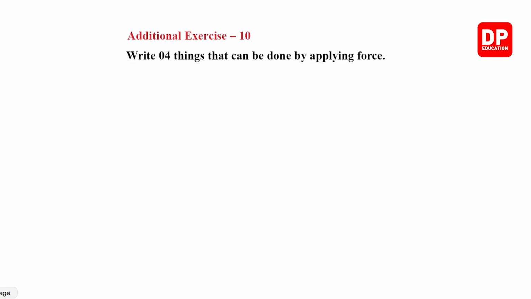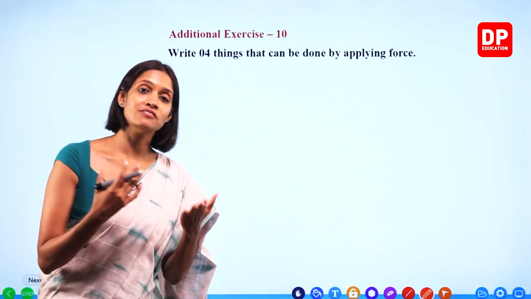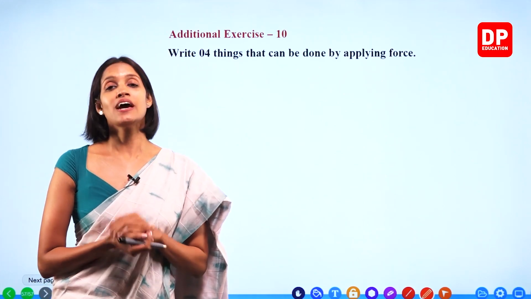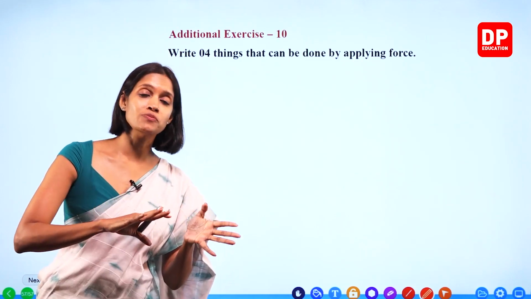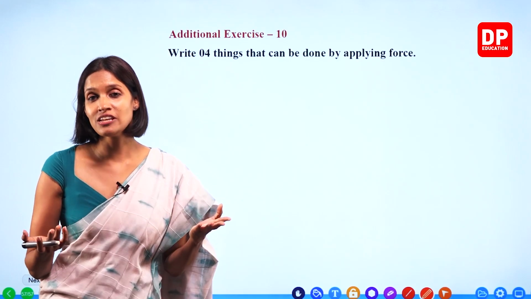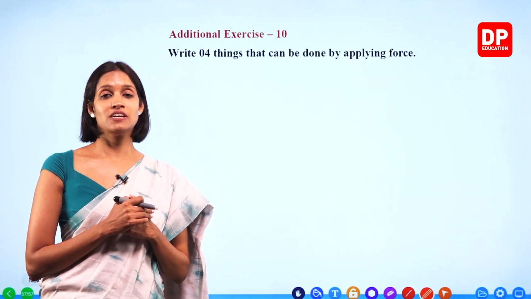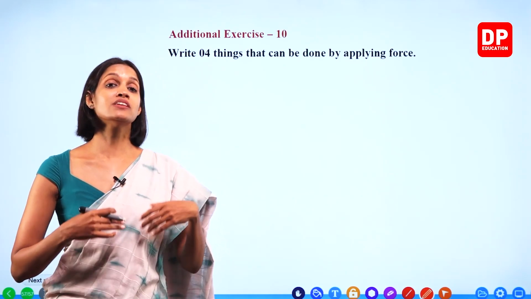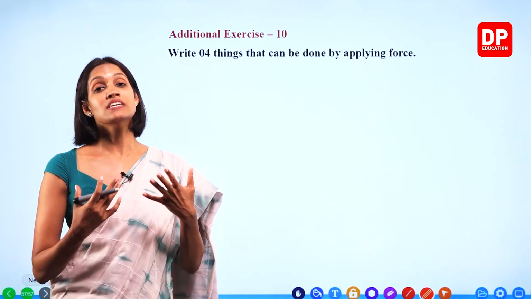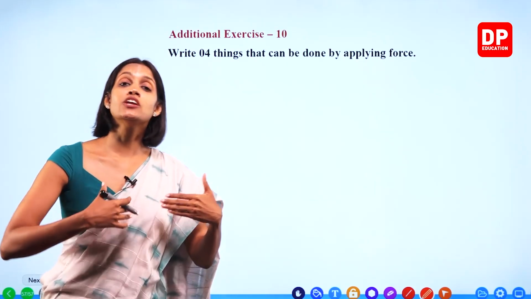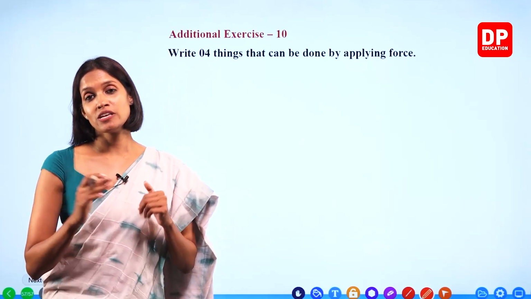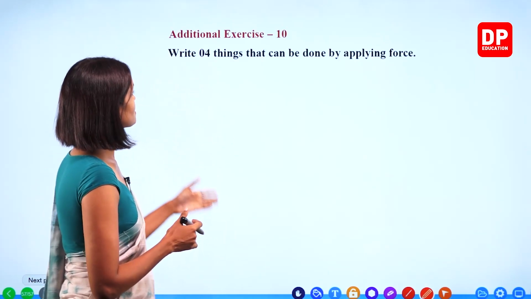So this is our last question, right? Write 4 things that can be done by applying force. Now you know many things that can be done by applying force. You can move an object at rest by applying force. At the same time, you can stop moving objects by applying force. What about the direction? Direction of moving objects also can be changed by applying force. Right? And at the same time, you all know that the shape of the objects also can be changed. Right? The direction or the speed of the motion also can be changed by applying force. Right? We will write some of them.